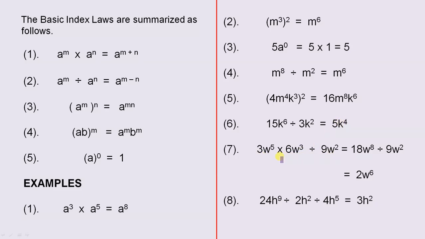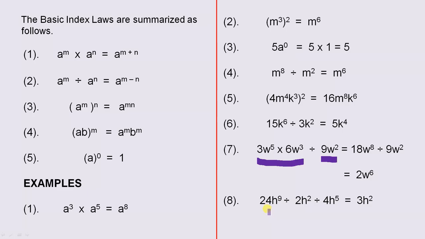Here we have three terms, so if we do those two first, 3 6s are 18, that gives you the 18. w to the power of 5 multiplied by w to the power of 3 is w to the power of 8. So we have 18w to the power of 8 divided by 9w squared. There's your 9w squared here. 18 divided by 9 is 2. And here 8 take away 2 is 6. So that's the answer.